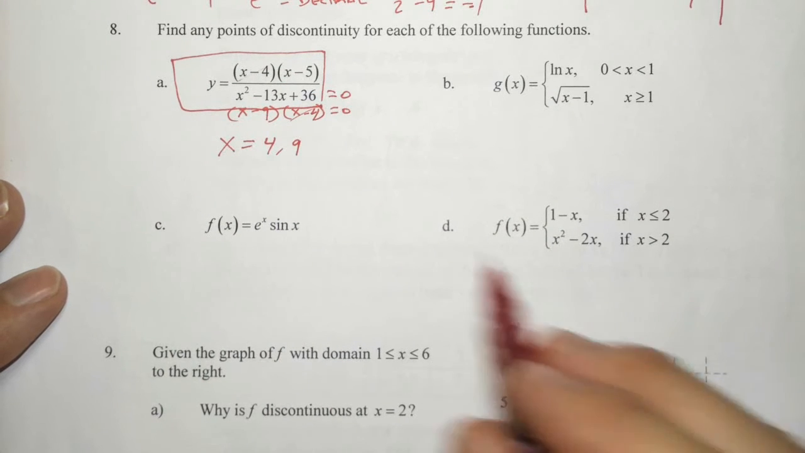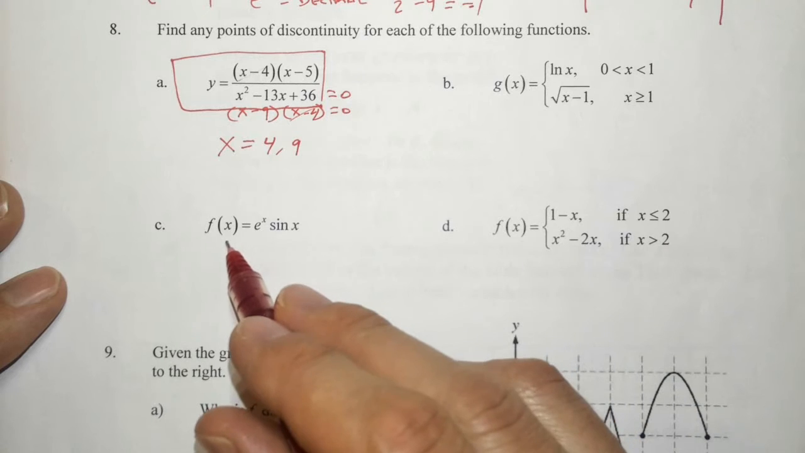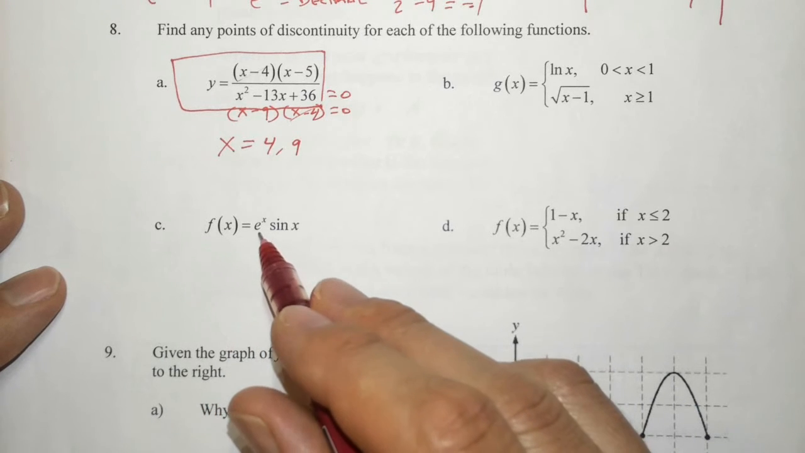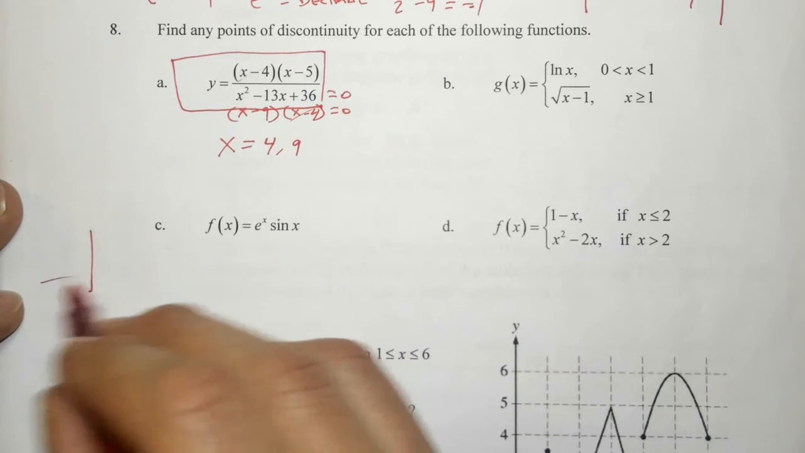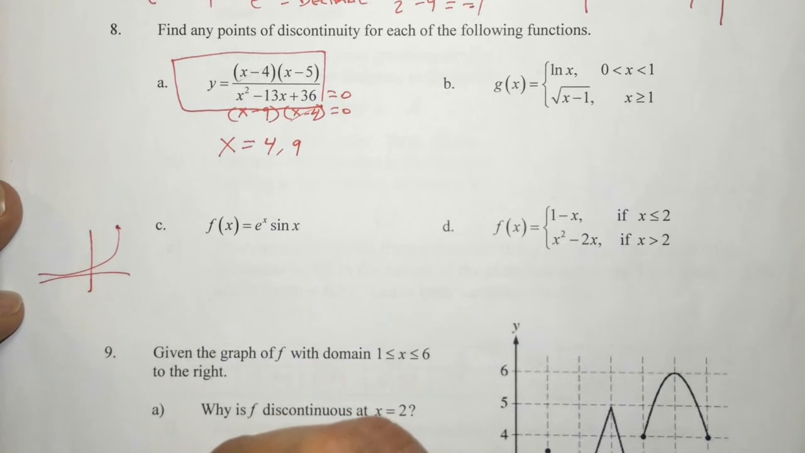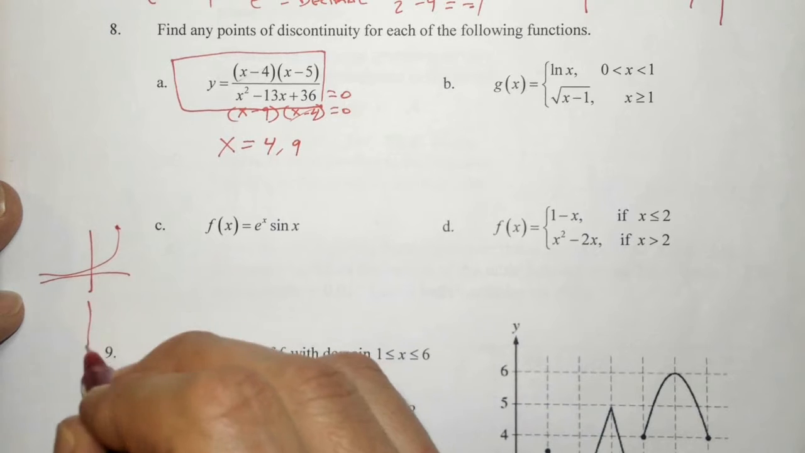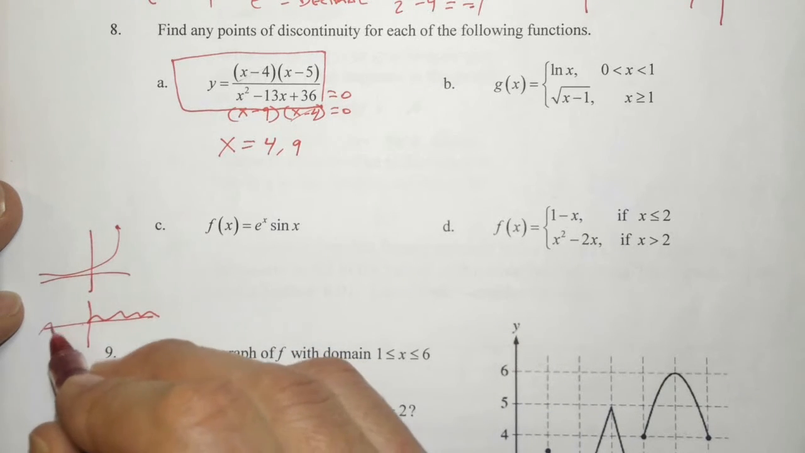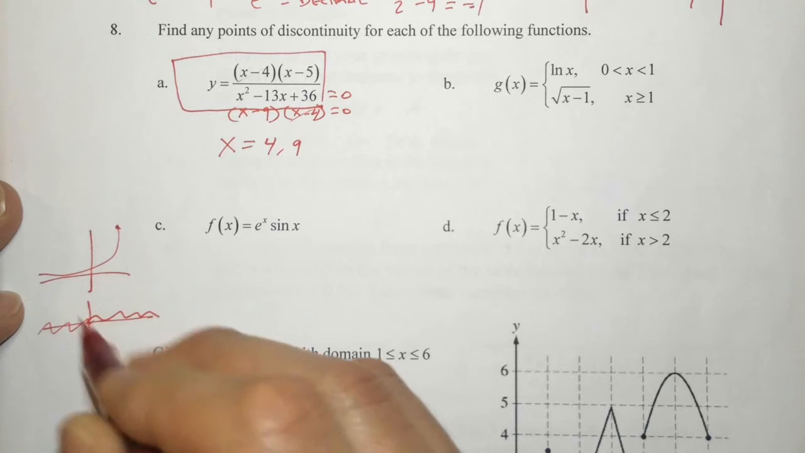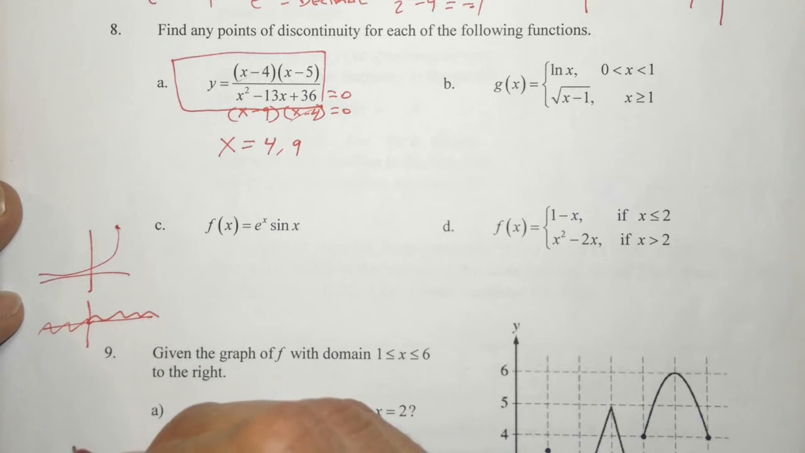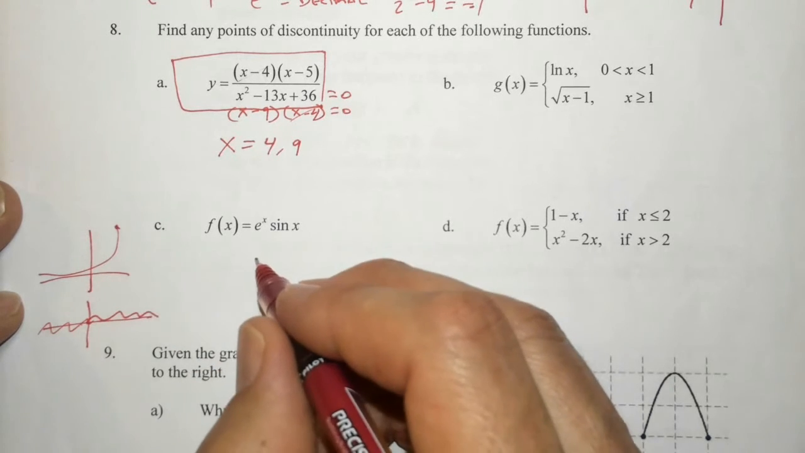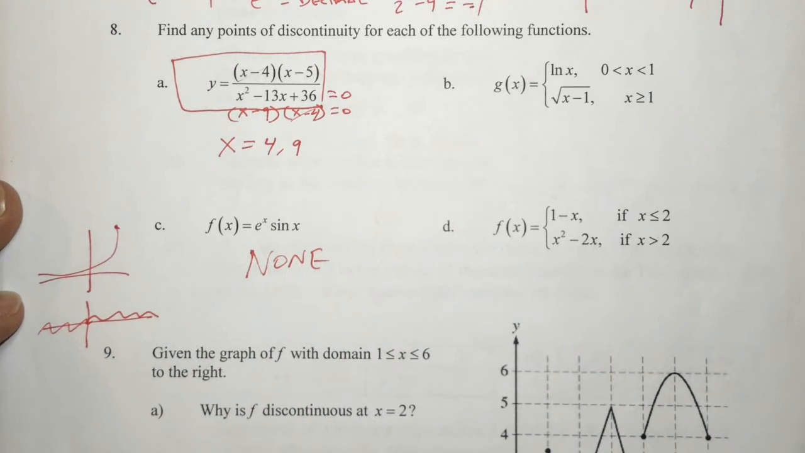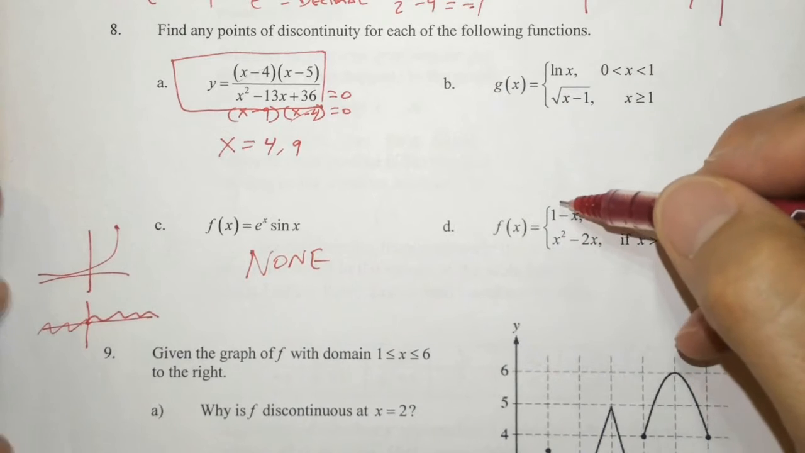Let's skip b and d for a second. Let's go to c. C, we have f of x is equal to the product of e to the x and sine x. Well, e to the x is always continuous. We can graph that, no problem. Pen stays on the paper. You know what else is continuous? Sine. We can graph that. All right. These 2 functions are continuous for all real numbers. So if they're continuous for all real numbers, so is their product. No discontinuities.